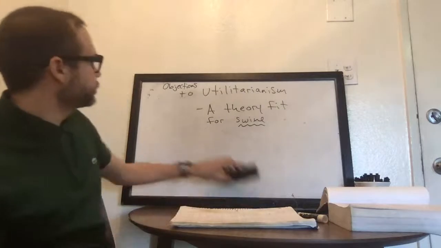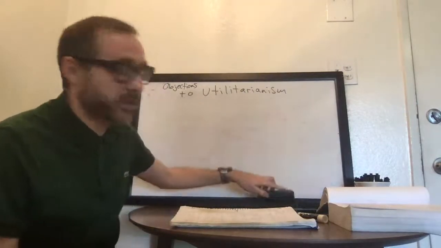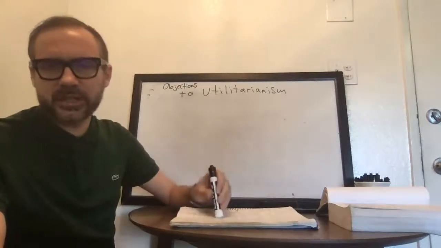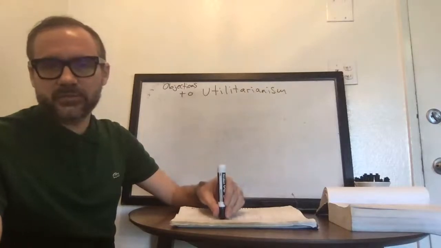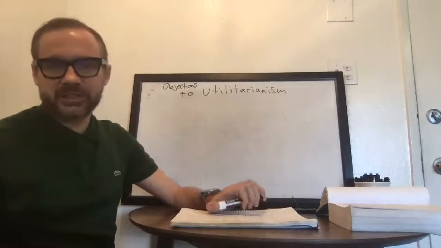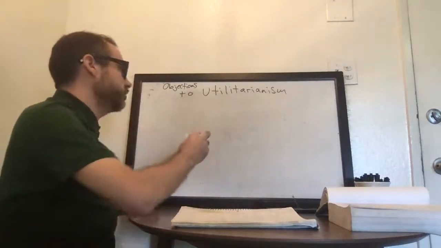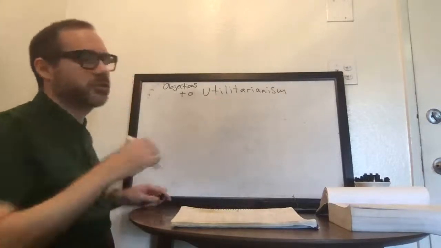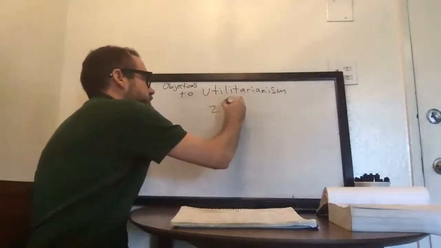But Mill knows about that objection, and he actually tries to give a rebuttal to it. So now I will tell you about Mill's reply to that objection. How does he clap back to the claim that this is a theory fit for swine? Does he just say, never mind, oops, yeah, it is, my bad? No, he is going to defend his theory. So he says this: it's not a theory for swine. The only reason people are saying that is because they don't recognize that there are two types of pleasure.